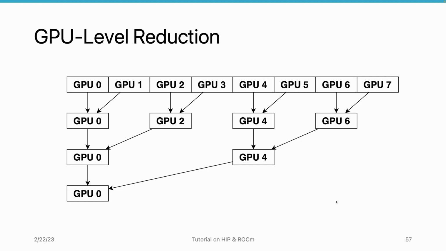Here, GPU-level reduction is similar to thread-level reduction. We use GPU 0 to calculate the average between the data stored in GPU 0 and GPU 1. Then we use GPU 2 to calculate the average of data stored in GPU 2 and GPU 3. In the second iteration, we use GPU 0 to calculate the average of the results stored in GPU 0 and GPU 2. Finally, we get a single copy of the final averaging result. In this way, we get the highest level of parallelism and throughput. So let's see how we can implement this algorithm.